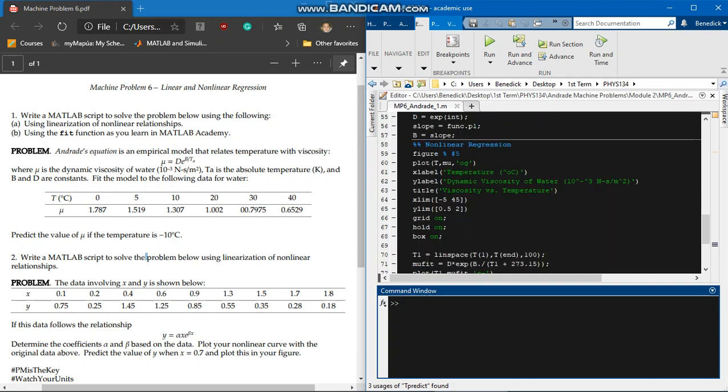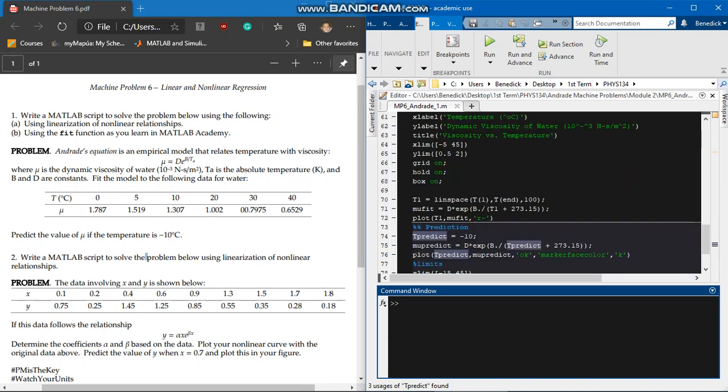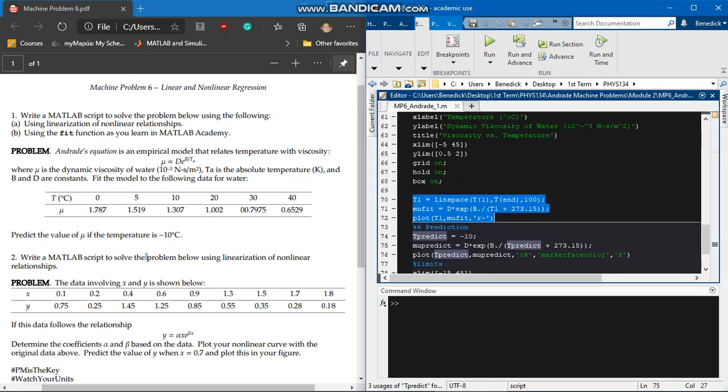For the fifth figure, we now use, I'm sorry, nonlinear regression. So the concept of nonlinear regression, we use this.